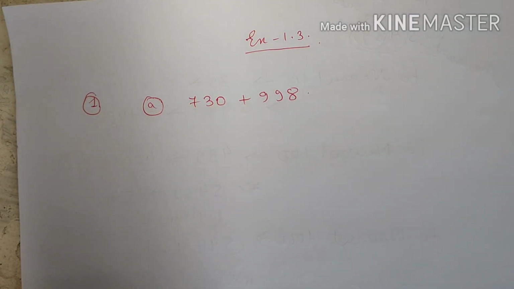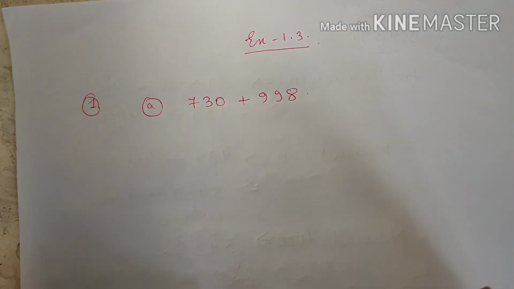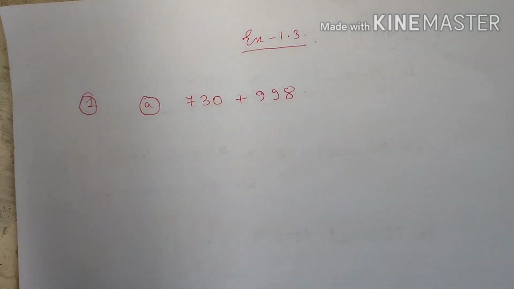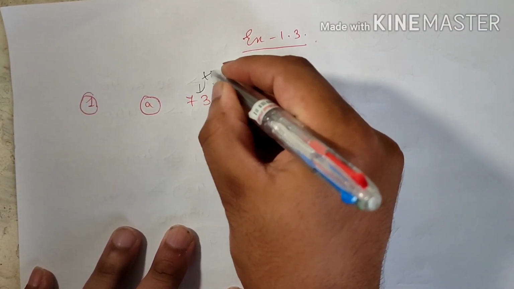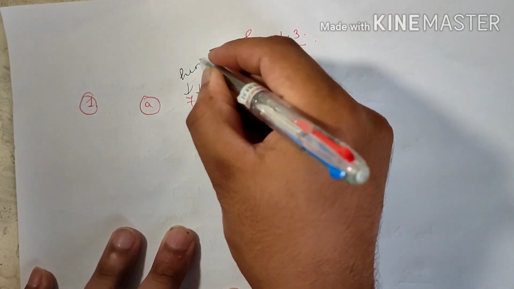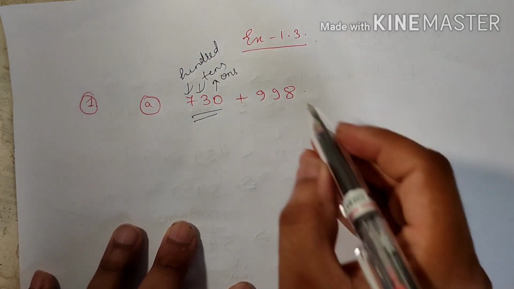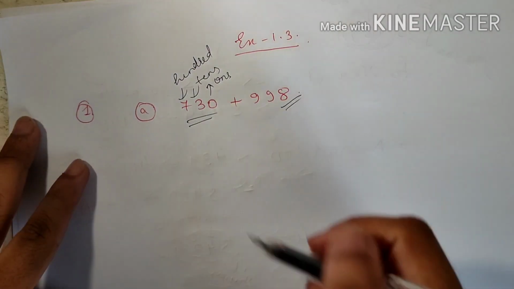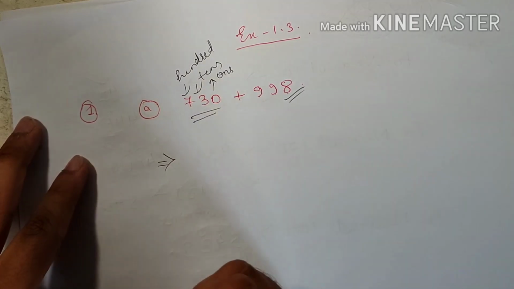Okay, exercise 1.3. So now if you see these numbers, what do you see when you see this question? You have to estimate using the general rule. You have to estimate to the nearest 100, tens or something like that. So let's see this 730, where will you estimate? This is in ones, tens, 100. So we have to estimate this 730 in the 100 place. Even 998, you see that it is in ones, tens, 100. So you can see that we have to replace both these numbers to the nearest 100 only.